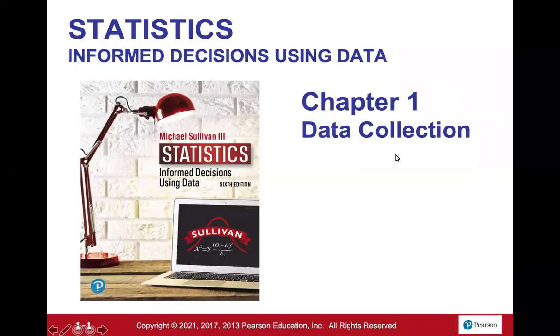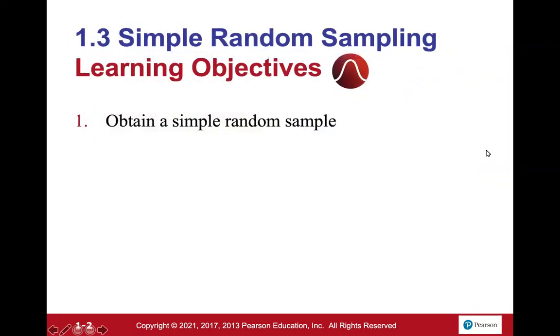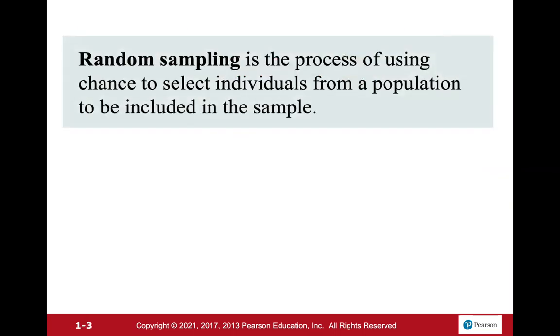All right, chapter 1 still. Now we're going to go on to section 1.3, simple random sampling. So we're going to talk about different samples that you could take.